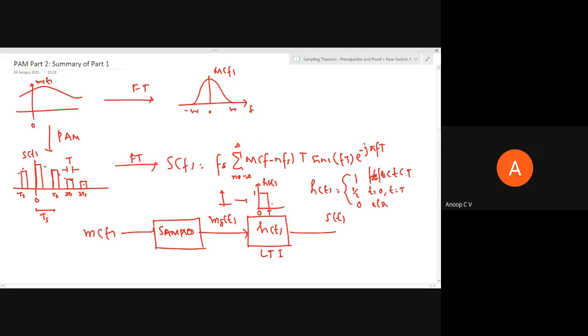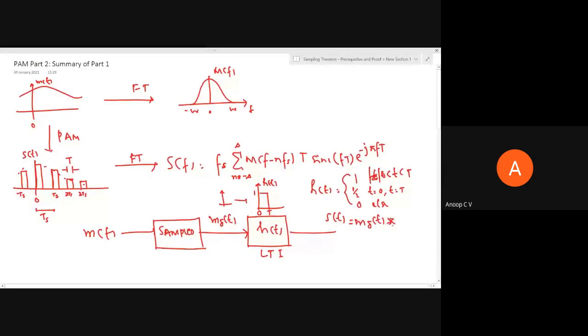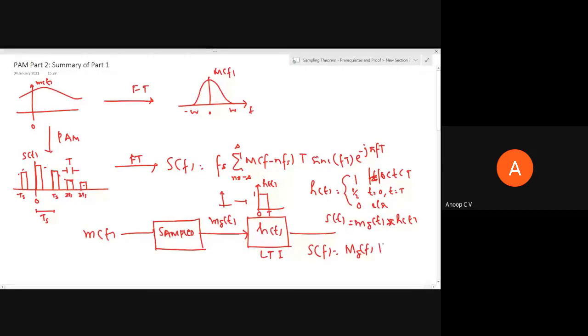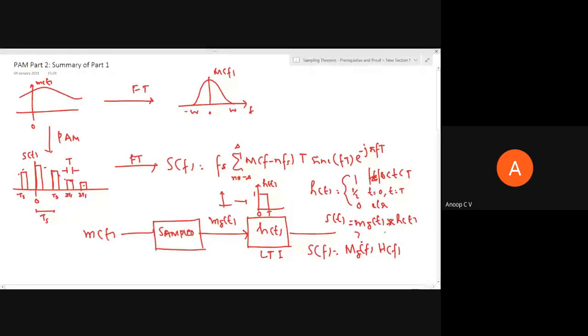So this is our h of t. Now s of t will be nothing but m delta of t convolved with h of t, and in the frequency domain, s of f will be equal to m delta of f multiplied with h of f. So we should know what m delta of f and h of f are.